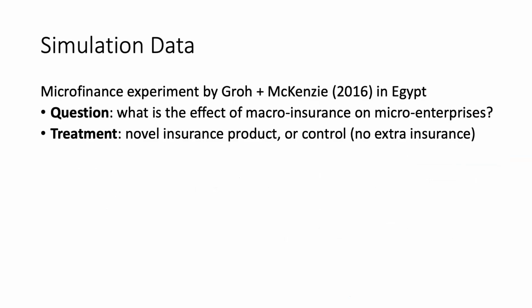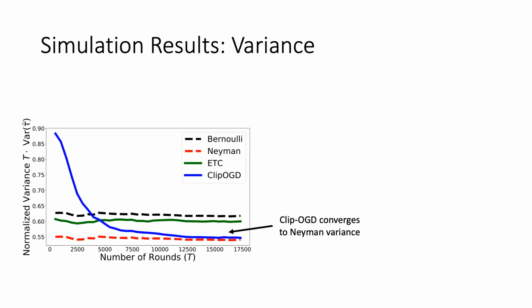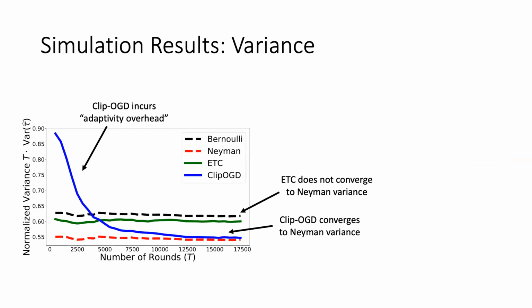Okay, we have some simulation results. We don't really have time to talk about this too much. What I want to mention briefly is Clip-OGD. So here's the Neyman design. It's optimal but infeasible. Here's Bernoulli. Here's the two-stage. Clip-OGD does converge, which is nice. Two-stage does not converge, which is to be expected. But there is this adaptivity overhead here. You can mitigate this by choosing the step size a little more carefully.